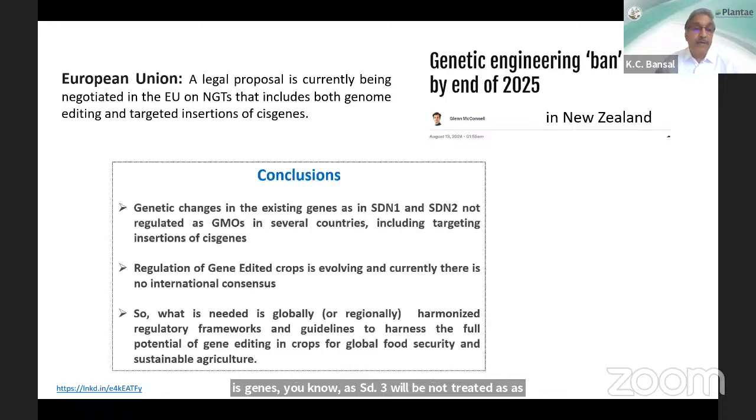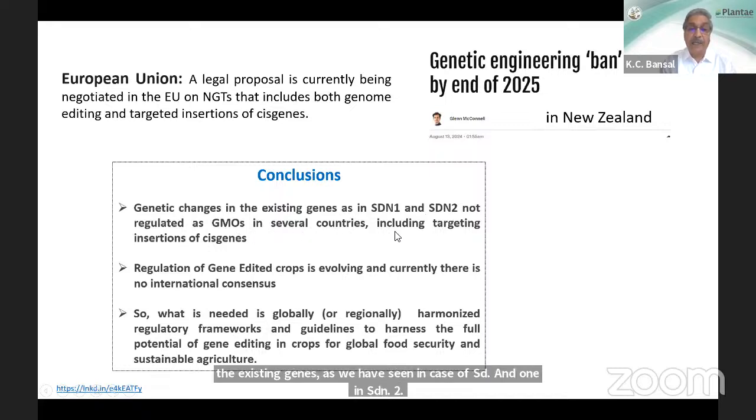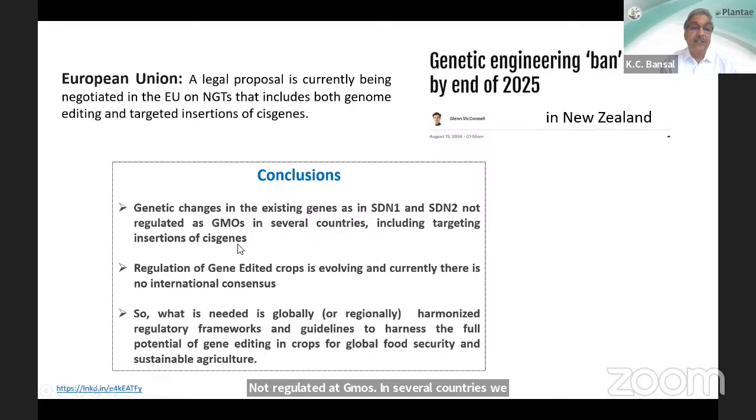So I would like to conclude that genetic changes in the existing genes, as we have seen in case of SDN1 and SDN2, are not regulated as GMOs in several countries. We have seen that, including targeted insertion of cisgenes. However, regulation of gene-edited crops is still evolving, and currently there is no international consensus emerging out of it.